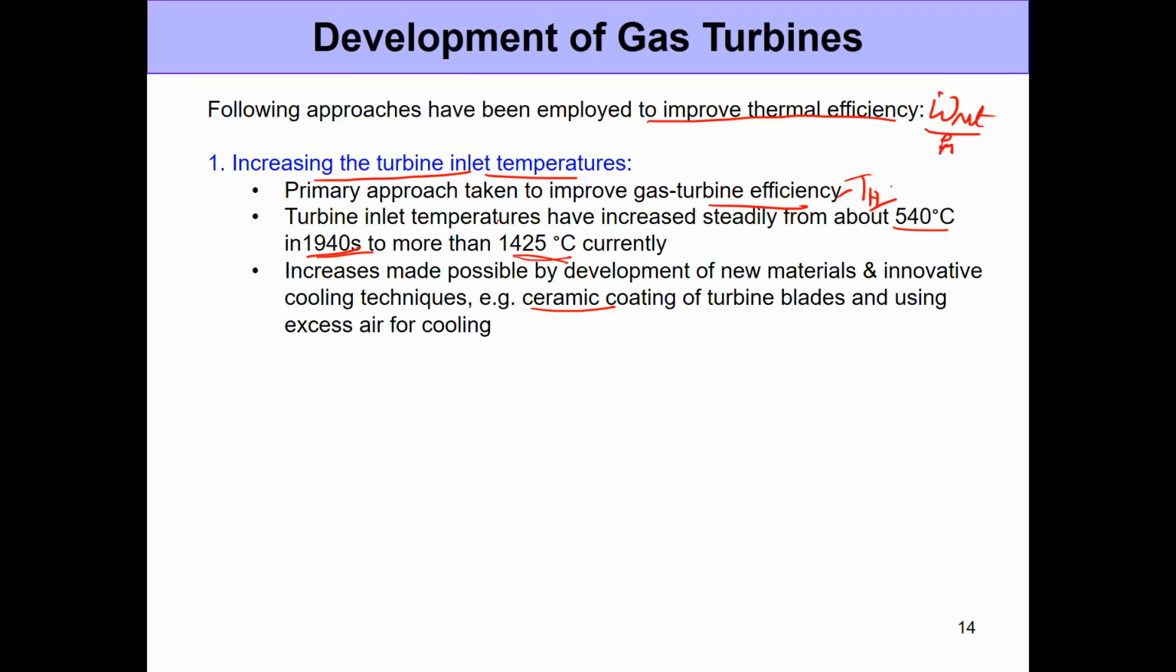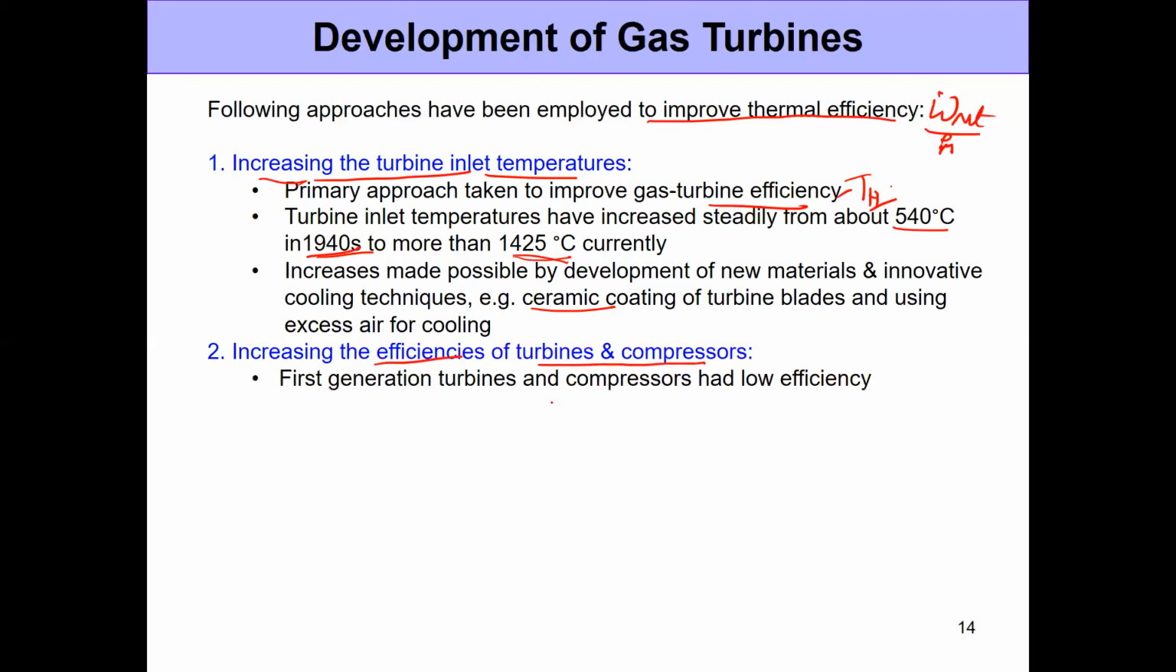So increasing the turbine inlet temperature has been the most common way of increasing the thermal efficiency of the gas turbine. Now, apart from this, the other approach would be to increase the isentropic efficiencies of both the turbines and the compressors. When we talk about the first generation turbines and compressors, certainly they had low isentropic efficiencies. There's no doubt about that. They were being built for the first time. People were getting power for the first time using this sort of a new cycle.